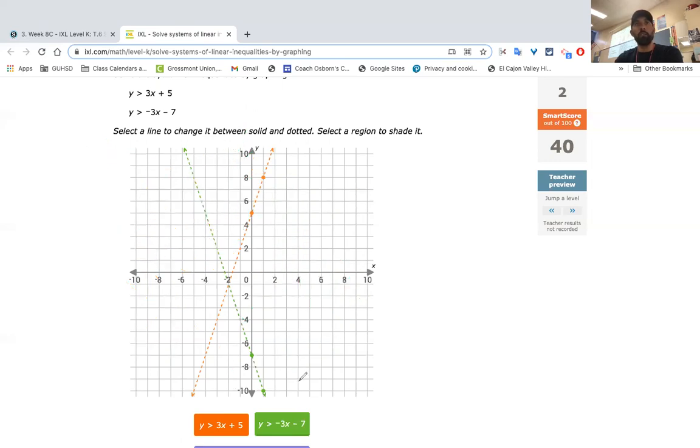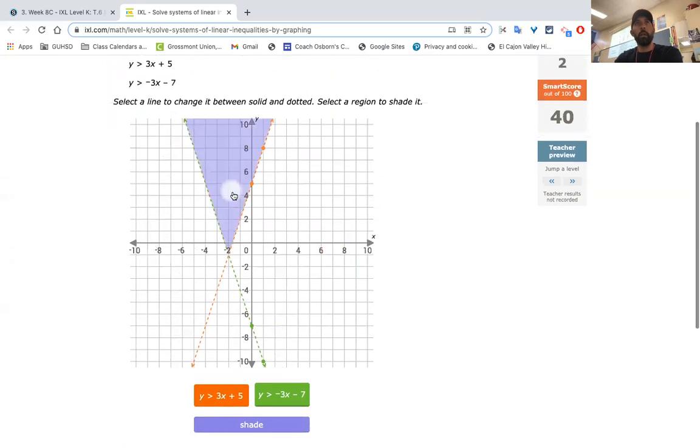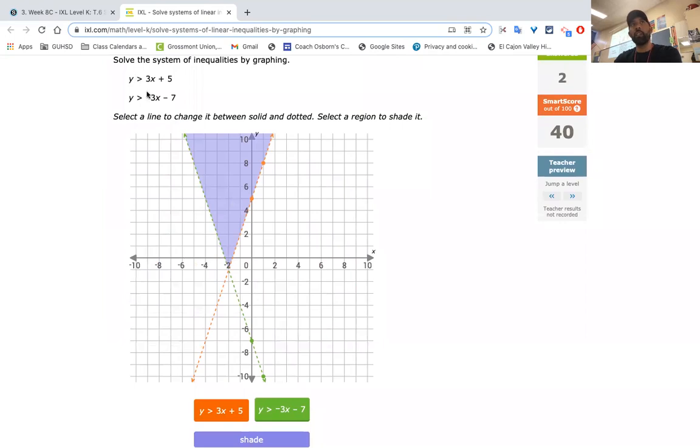Okay, so then I just turn on my shade button and boom, right there. Okay, and you can see they're both greater than, right? So that's above both lines.